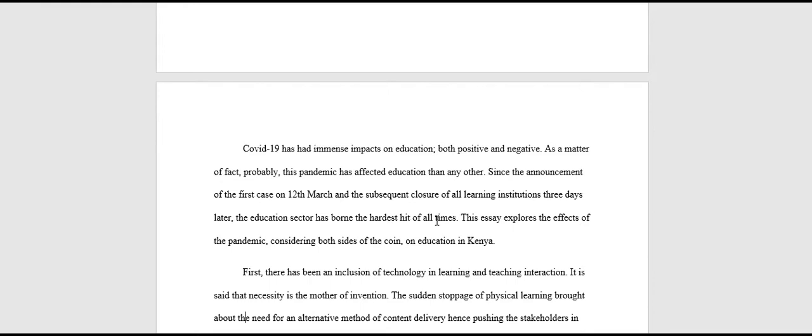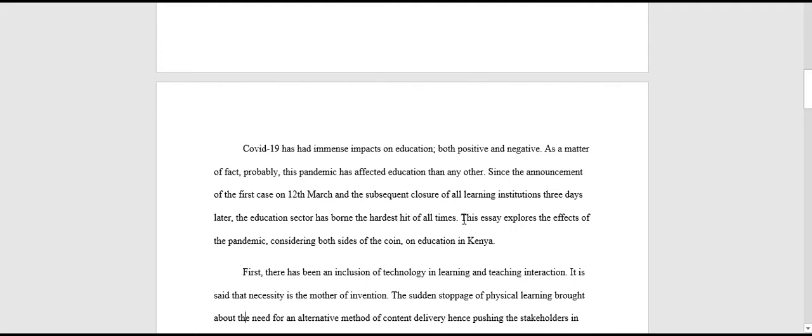Since the announcement of the first case on the 12th March and the subsequent closure of all learning institutions 3 days later, the education sector has borne the hardest hit of all times. This essay explores the effects of the pandemic, considering both sides of the coin on education in Kenya.